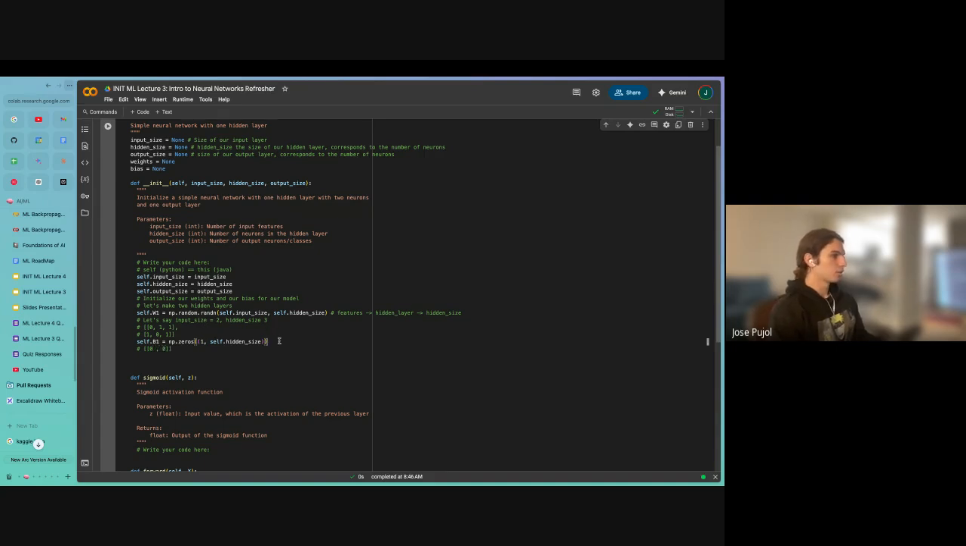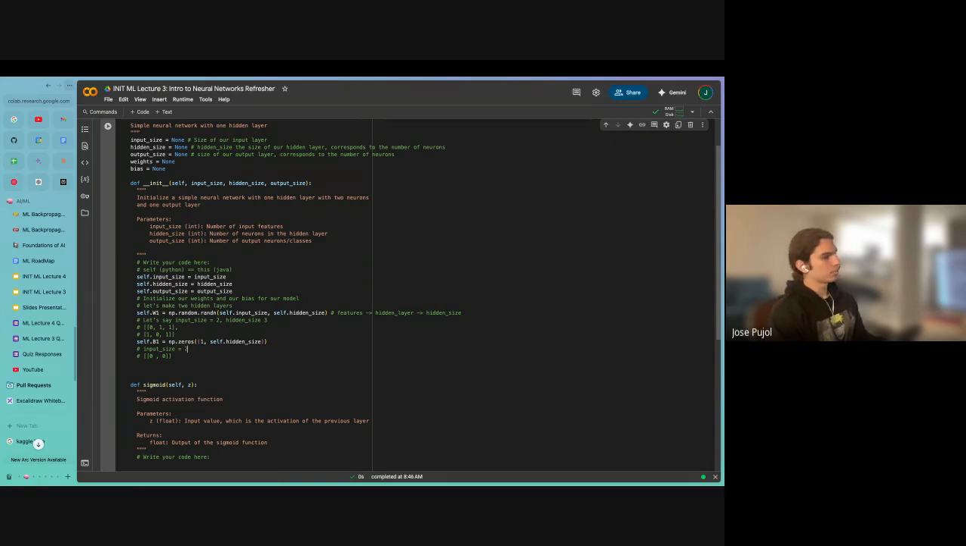So if our hidden size is 2, I should say 3, we're going to need 1 of these for every single one of the neurons in that hidden layer, right? Because you need to do this linear combination for each neuron in that hidden layer. Does it make sense so far?